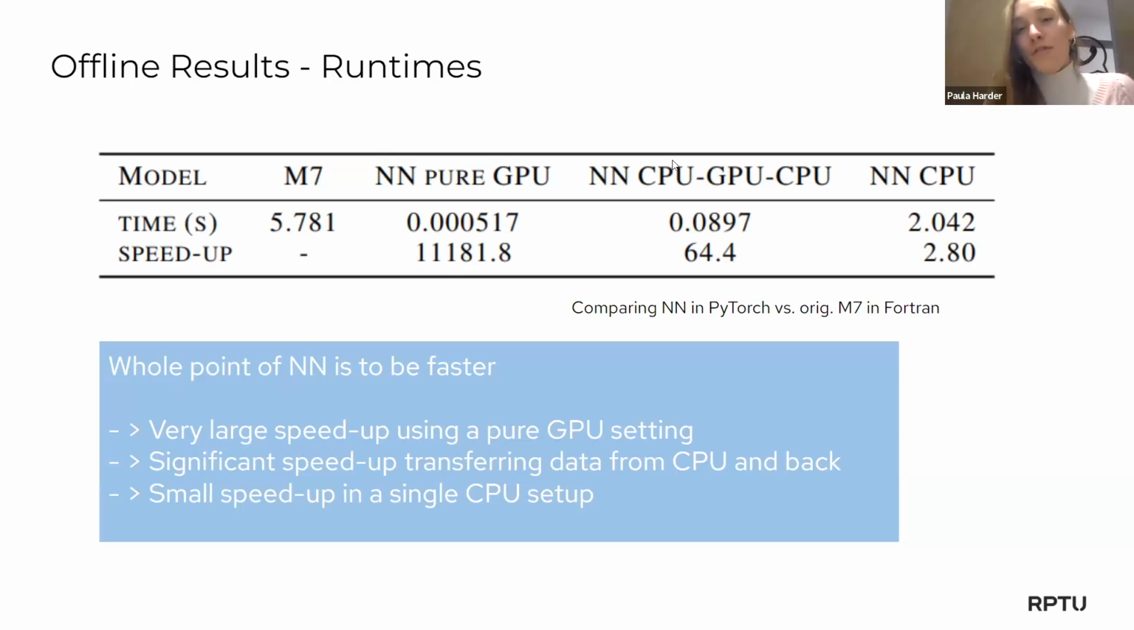But then if we move to the case where we move the data from the CPU to the GPU, the input, perform our prediction, and move it back to the CPU, which is a little more realistic, where you could have your climate model on the CPU and then do the transforming and still run your network on a GPU, some bridge, then you would achieve a 60 times speed up. And for the CPU-only case, one single CPU, there would be a 2.8 speed up.